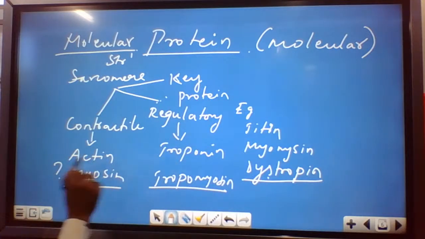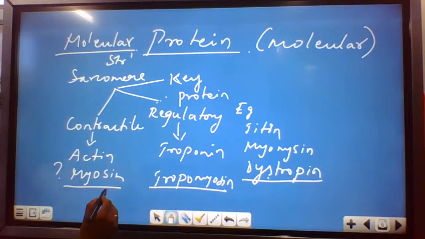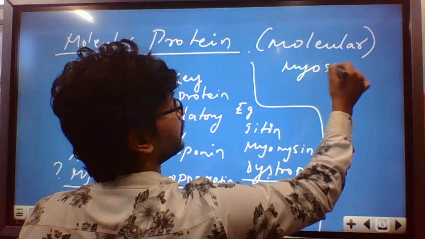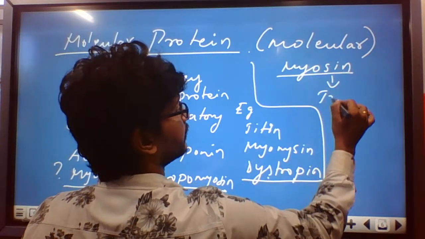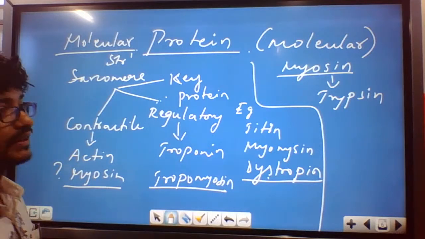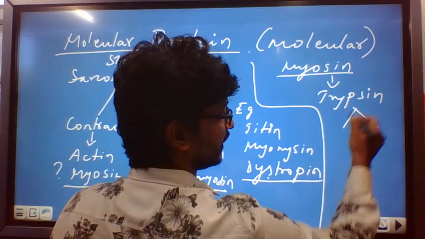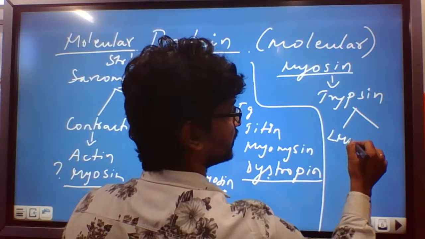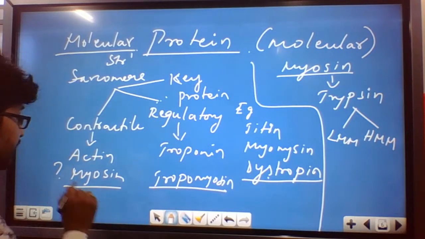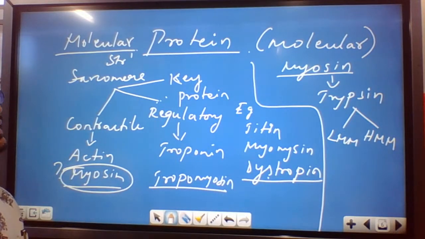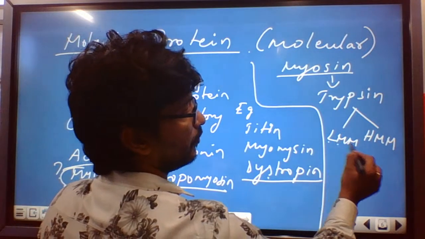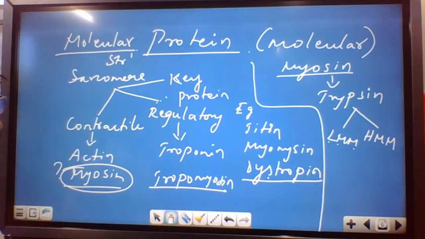Okay, so these are the three types of proteins. First we'll discuss the myosin protein. As far as the myosin protein is concerned, this myosin can be treated with trypsin. When you treat with trypsin, it can be divided into two fragments: one is light meromyosin, the other is heavy meromyosin. So these two fragments you get when you treat this protein called myosin with an enzyme like trypsin. These two segments are light meromyosin and heavy meromyosin.